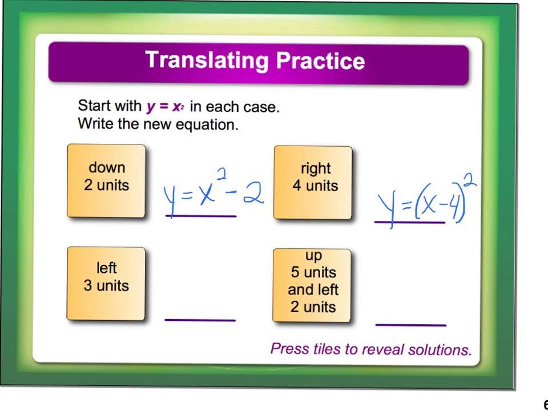And in this final one, we have them all put together: up 5 units and left 2 units. I'm going to stop talking, and maybe you can write down what you think the equation would look like. Give it a try. So if this was moving up 5 units, I already know I'm going to have a plus 5 on the outside of that parenthesis. It's just kind of like a y-intercept. Inside, because I'm moving left 2 units, I'm going to have a plus 2. That's that opposite idea, and then that whole thing squared.